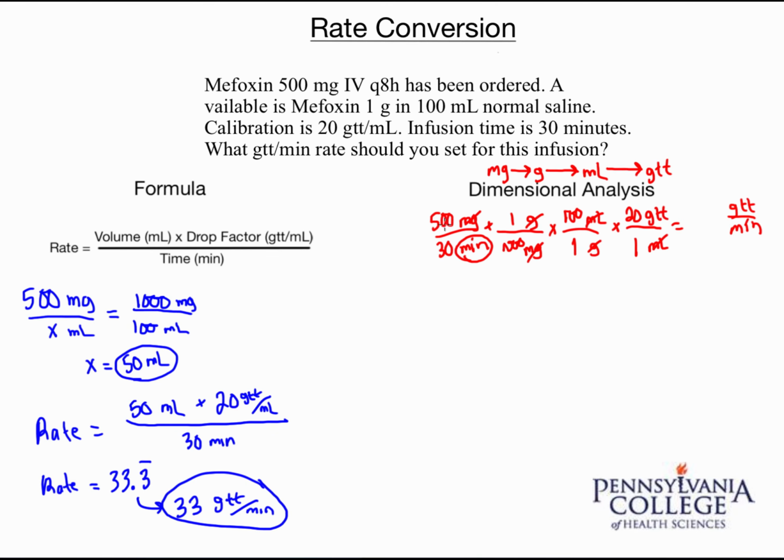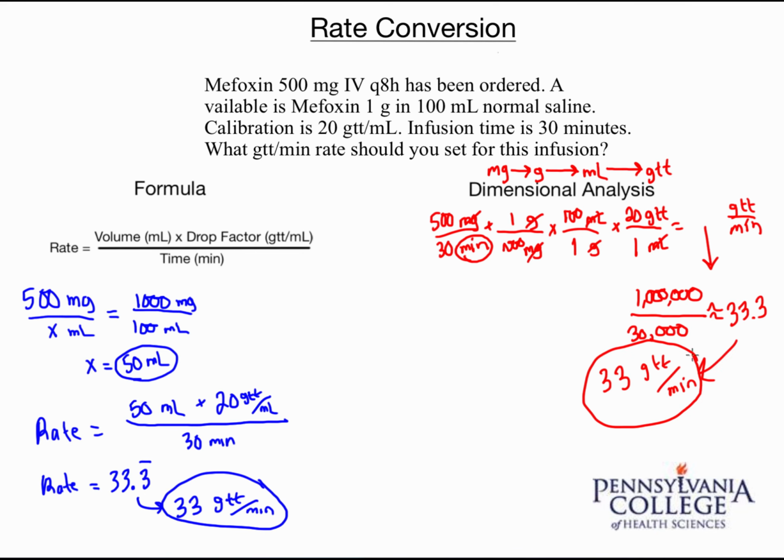So up top, I'll have 500 times 100 times 20, and maybe I'll put this down here because I ran out of space. 500 times 100 times 20 is going to be 1 million if I multiply all the numerators, and if I multiply all the denominators, I will have 30,000. So if you take 1 million and divide it by 30,000, you will get approximately 33.3 if you round to the tenths place. But we know that needs to be rounded to the nearest drop, which would be 33 drops per minute.